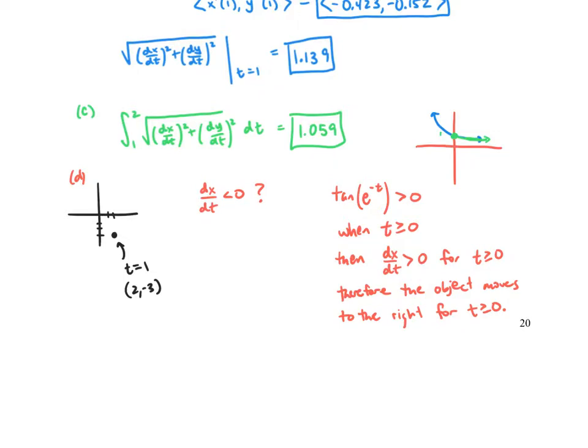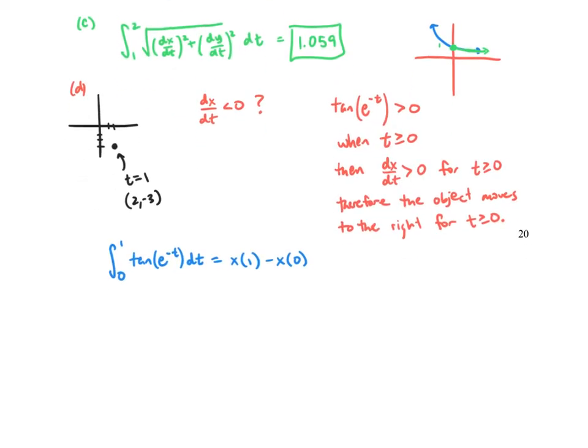And the way we're going to do that is using the fundamental theorem of calculus. We're going to integrate from 0 to 1 dx/dt, which is tangent of e to the negative t power dt. And by the fundamental theorem, this gives us x of 1 minus x of 0, because it's the antiderivative of the upper minus the lower. Now, x of 1 we're given in the problem. It says at time 1, the x position is 2, the y position is negative 3. So if we were to solve this equation for x of 0, we would simply have 2, which is x of 1, minus our integral from 0 to 1.